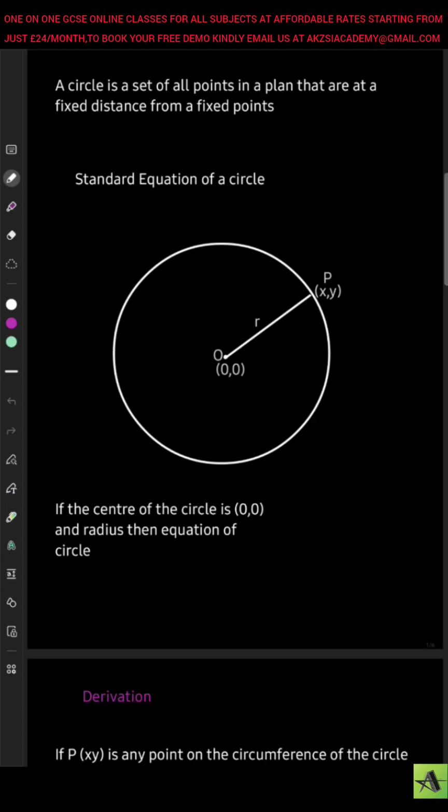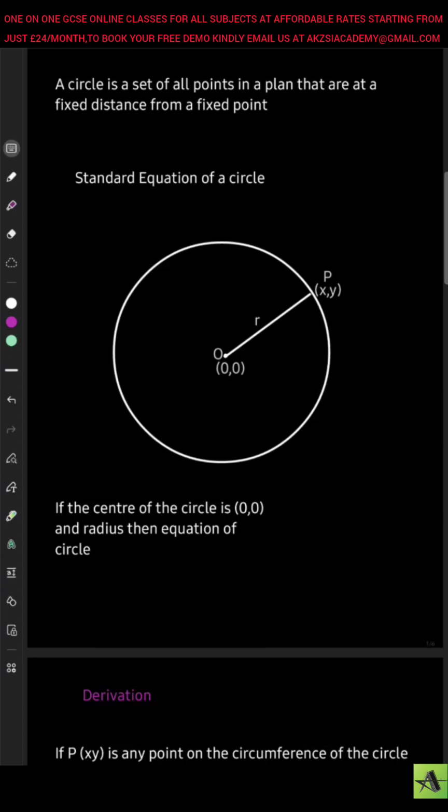So I'm starting with the very basic, which is the definition of a circle. A circle is a set of all the points in a plane that are at a fixed distance from a fixed point. That means this is the fixed point here, that's your center. And all these points are at the same distance from your center. So if you join all of them together, you'll get the circle, and that's the basic definition of it.